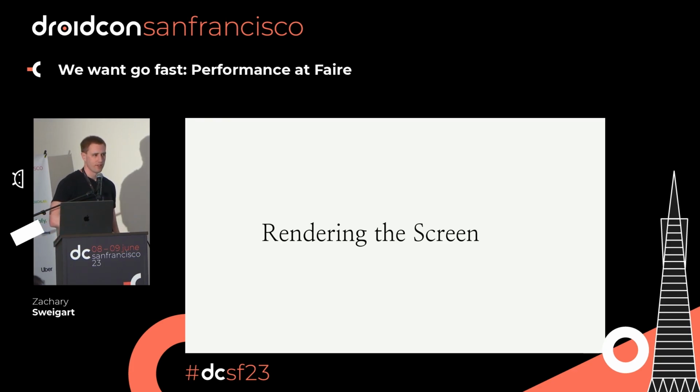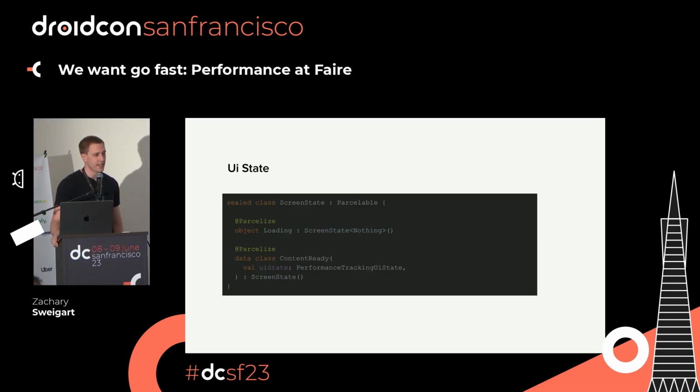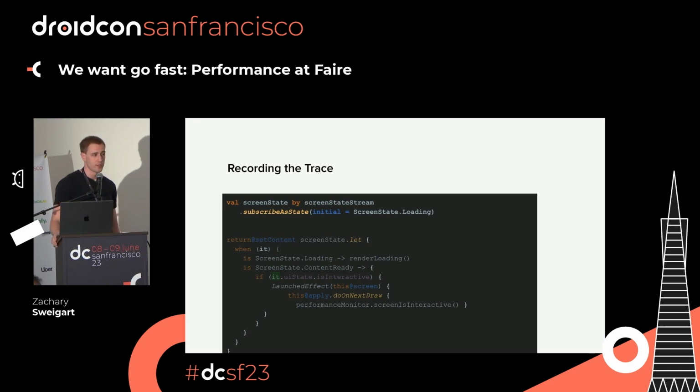So now that we have the trace being started, we have to wait till we render the screen to stop the trace. In our app, every state for rendering a screen is a UI state, and we have this sealed class that has our loading state and then our content ready. And that content ready allows us to mark a screen as interactive or non-interactive. Our screens are built with Jetpack Compose, and so we subscribe to the state and start with an initial loading state. And this allows us to maintain that responsiveness.